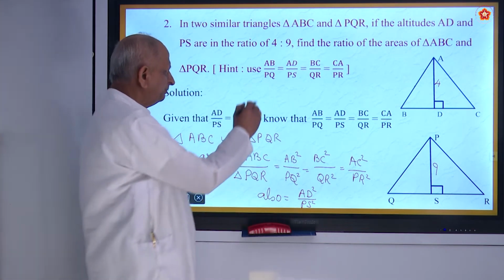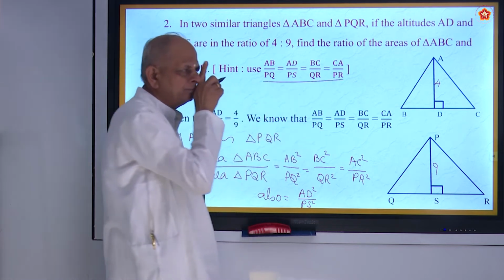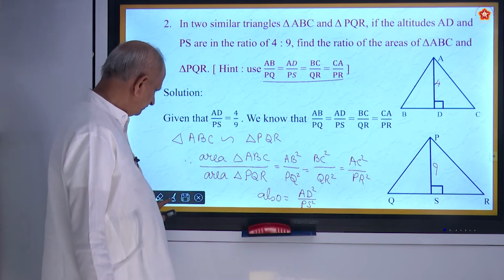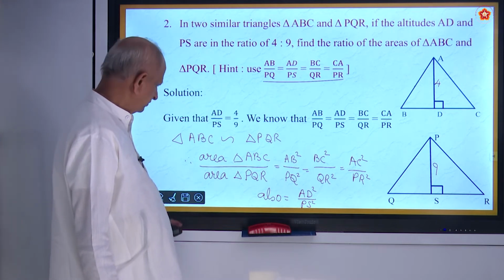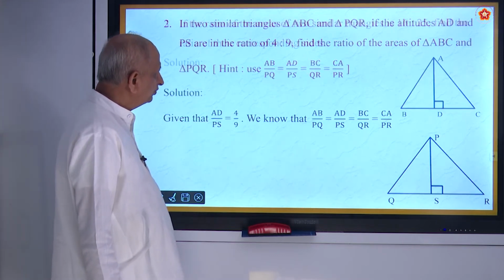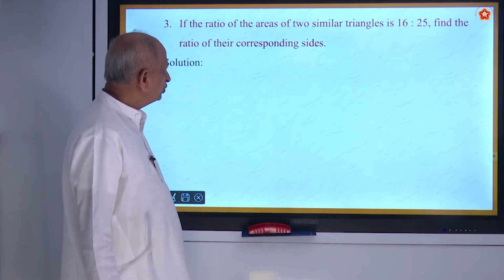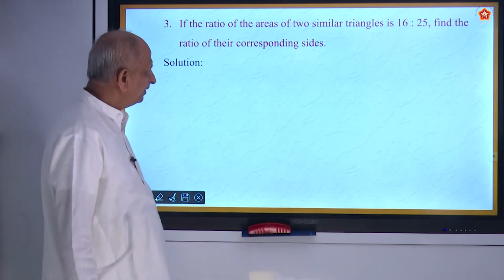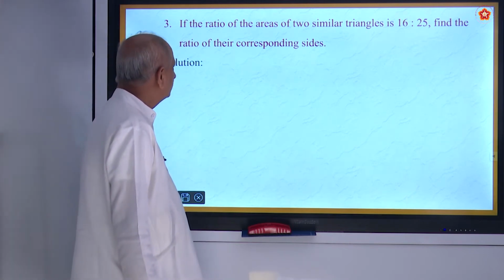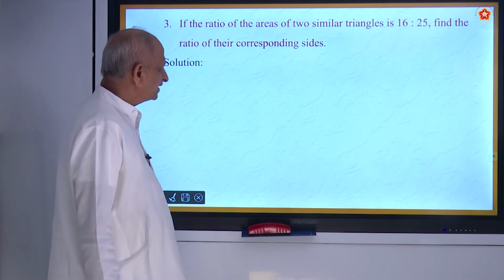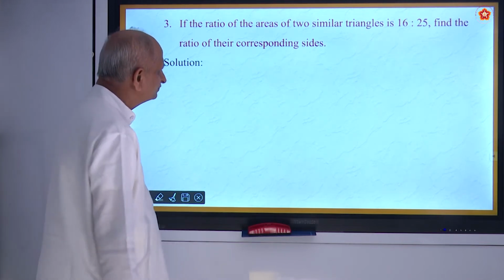But you must know this property. If you know that property, you can work out. Okay. Taken down? So nice. We'll pass on to next question. If the ratio of areas of two similar triangles is 16:25, find the ratio of their corresponding sides.